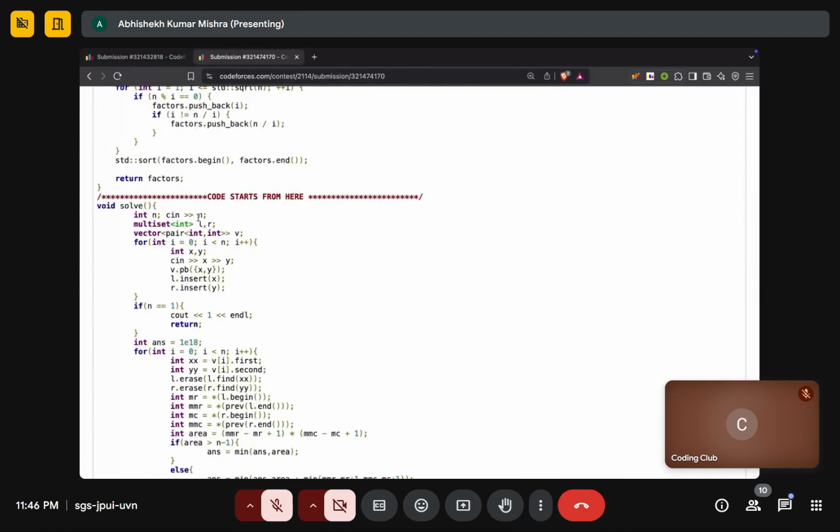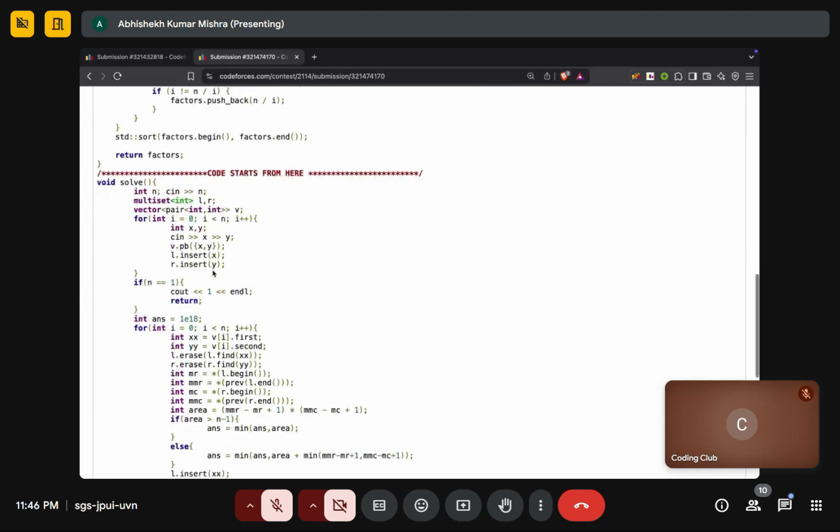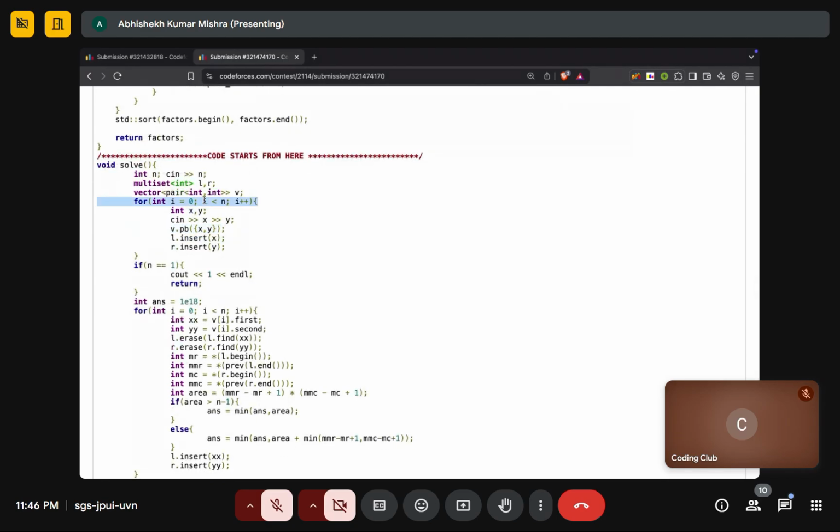So let's suppose this is the n number of monsters. I have kept two multisets, L and R. L will be placing the x coordinates and R will be placing the y coordinates. A vector of pairs will be storing the x and y coordinates, as I have to use them again. So int x, y, I take input, push it into the vector, and the x coordinate I push into the L multiset, and the y coordinate I push into the R multiset.